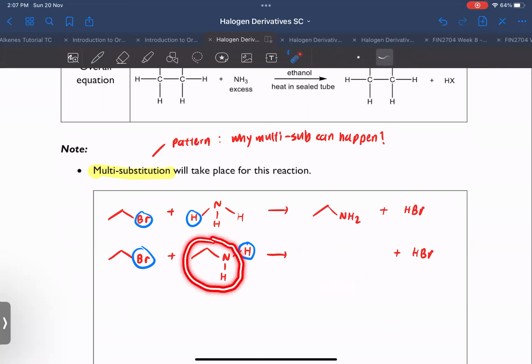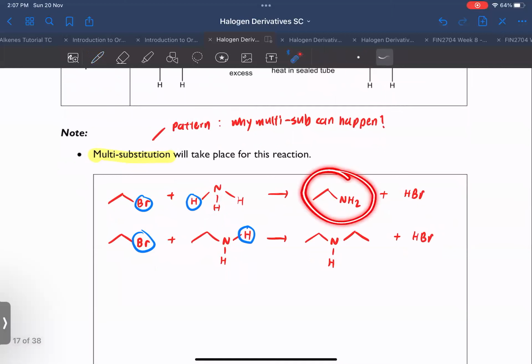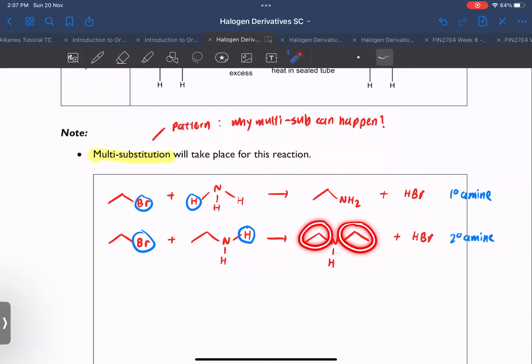You see this part here? I never circled it in blue. So whatever is not circled in blue, I'm just going to draw out again. But now, this part here is going to combine with two more carbons. So now, the H is replaced with two more carbons. Notice what's happening already. This product here is a primary amine. This guy here is a secondary amine. Can y'all tell why? Here I have one alkyl group bonded to the N. Here I have two alkyl groups bonded to the N.